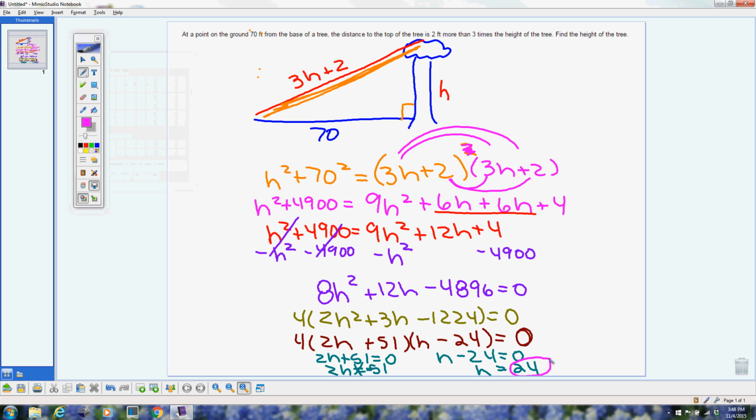You can plug that back in up here and check it using the Pythagorean theorem. If you do 3 times 24 plus 2 and put your 24 over here, you can double check using the Pythagorean theorem to make sure that it works. But the correct answer on this one was 24.